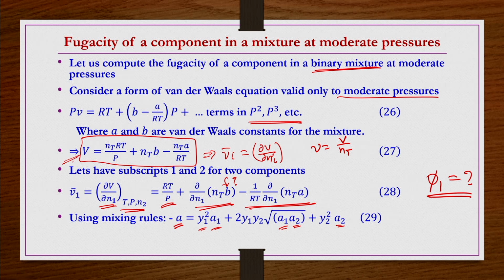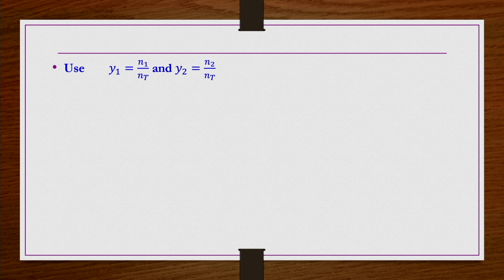Now similarly, B of the mixture is related to B of gas 1, that is B1, and B of gas 2, that is B2, through the composition. B of the mixture is nothing but y1 B1 plus y2 B2. Here y1 and y2 are the mole fractions of components 1 and 2 present in the mixture. y1 equals N1 by Nt and y2 equals N2 by Nt.